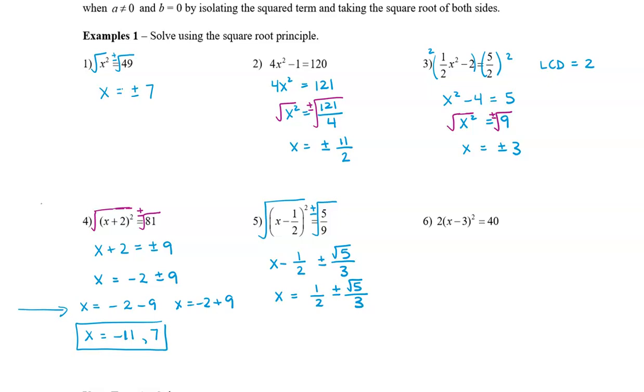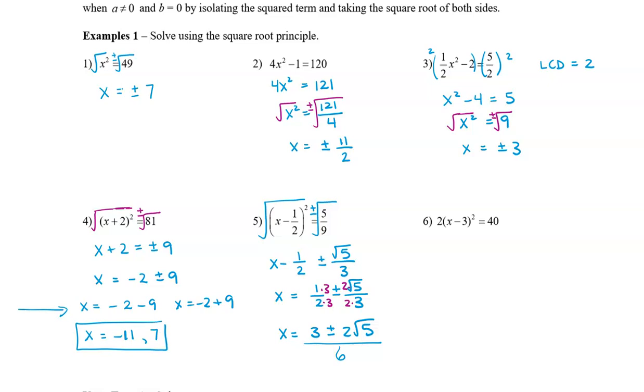Now, to make it look nicer, if you like, we can also get the common denominator so we can join these two fractions together. So we're going to multiply the top and bottom by 3 for the first fraction, and then for the second fraction we're going to multiply the top and bottom by 2. So here we have x equals 3 plus or minus 2 root 5, and then all over 6, which is my lowest common denominator.